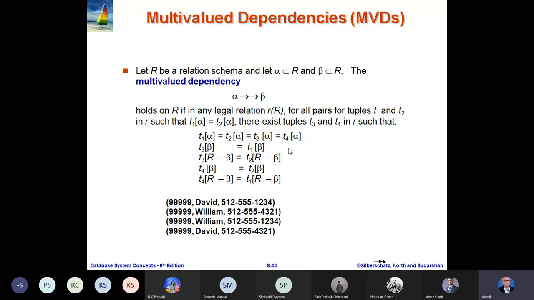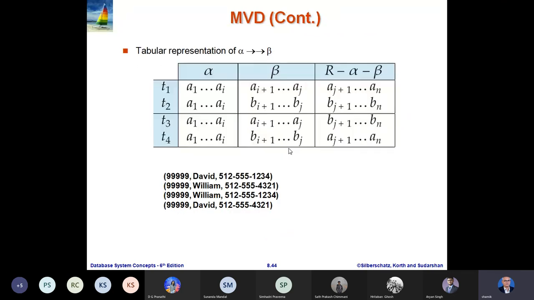Okay. So in the tabular representation, instead of having a single column, alpha is basically a set of columns. That is what they are denoting as A1 to AI, and beta is a set of columns AI plus 1 to AJ, and R minus alpha minus beta is AJ plus 1 to AN. So assume that A1 to AN are the columns in the entire schema R. This is a generalization of the single column example that is shown here.